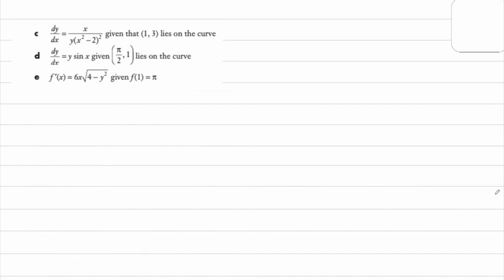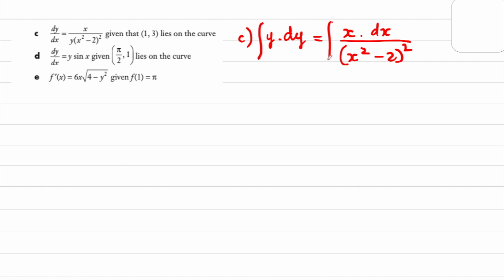Question C. Given a point on the curve, okay, the point is about x and about y, you get here y dy equals x dx divided by x squared minus 2 squared here. This one is an integral and this one is an integral. The left hand side is quite easy, but this one on the right hand side is not easy anymore. So I will separate it into 2 steps.